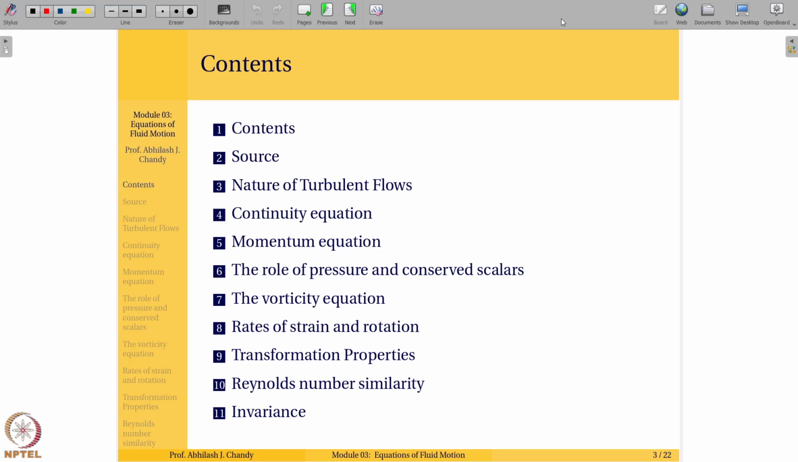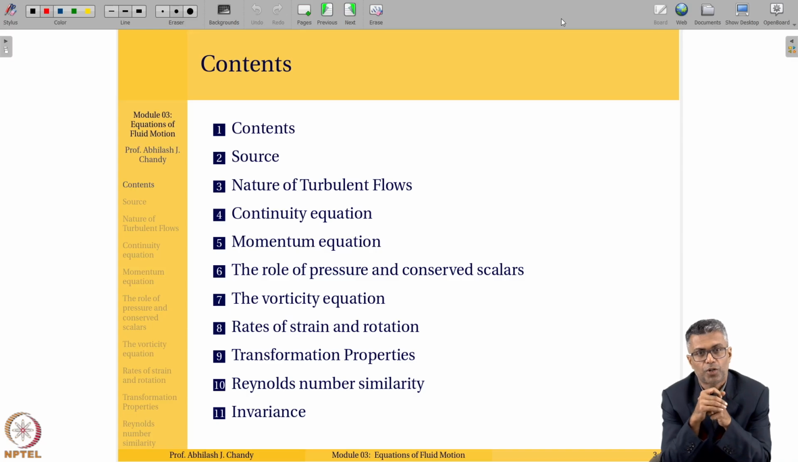Here are the contents. We'll talk about the nature of turbulent flows. We'll deal with the continuity equation, the momentum equation. We'll talk about pressure and the role of conserved scalars. Then we will discuss the vorticity equation a little bit and delve into rates of strain and rotation. We'll look at some transformation properties, discuss the Reynolds number similarity, and discuss further a property called invariance a little bit.